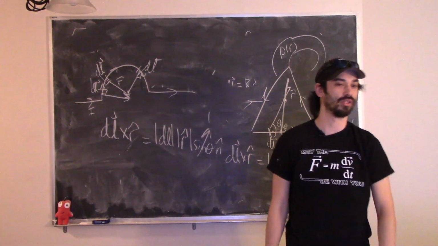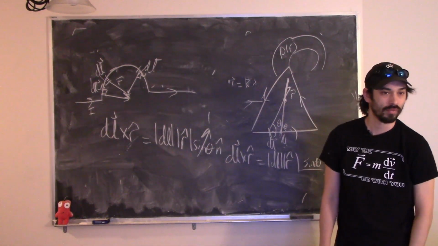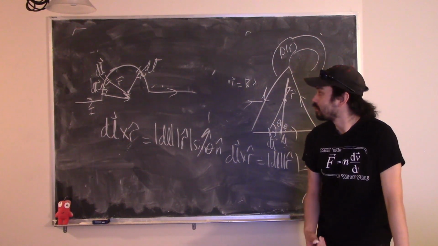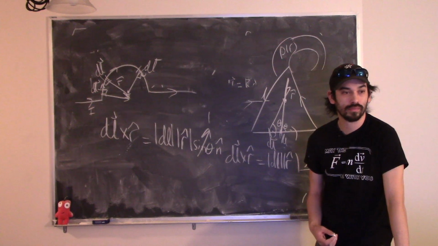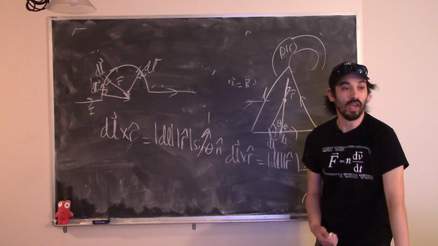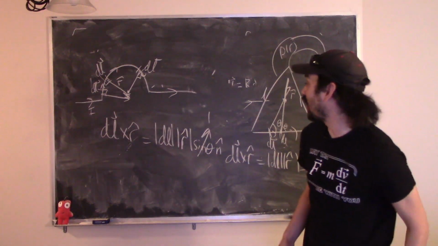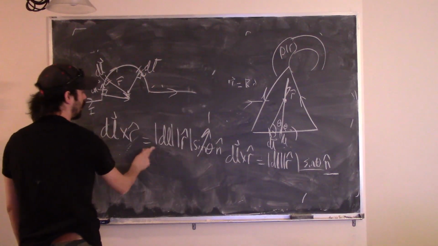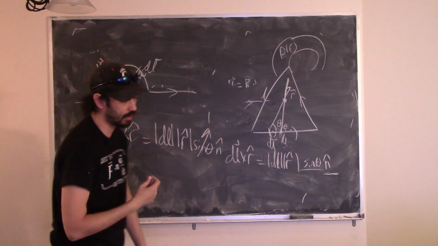Yeah, so I answered that one already. Okay. Exactly. So in this case, because I'm going around the arc of a circle, dl is r d theta.